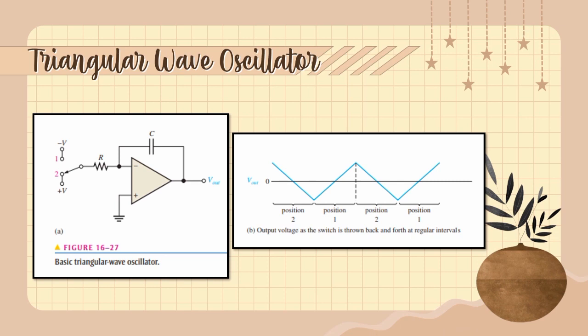When the switch is in position 1, the negative voltage is applied, and the output is a positive going ramp. When the switch is thrown into position 2, a negative going ramp is produced. If the switch is thrown back and forth at fixed intervals, the output is a triangular wave consisting of alternating positive going and negative going ramps, as shown in figure 16-27b.